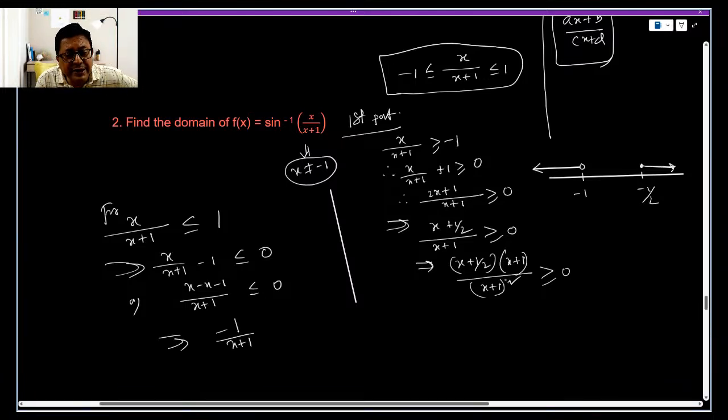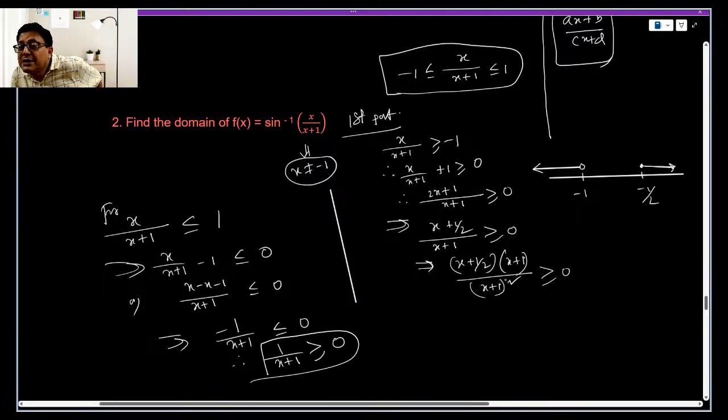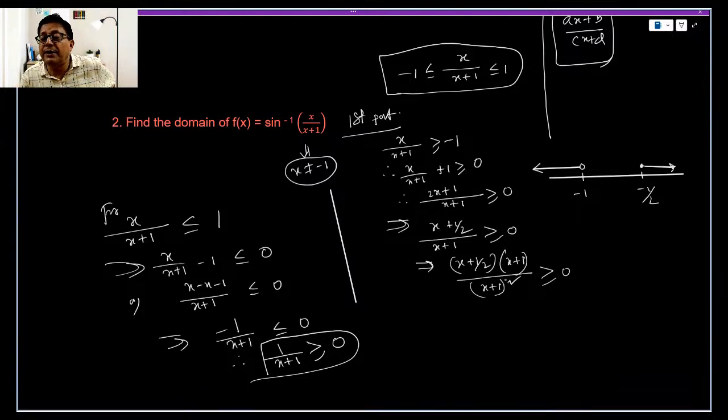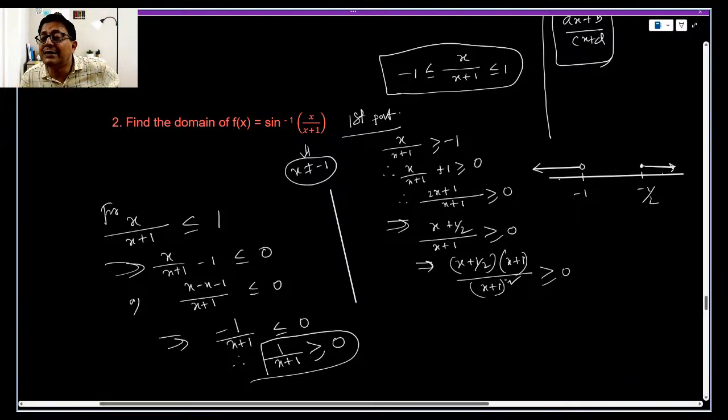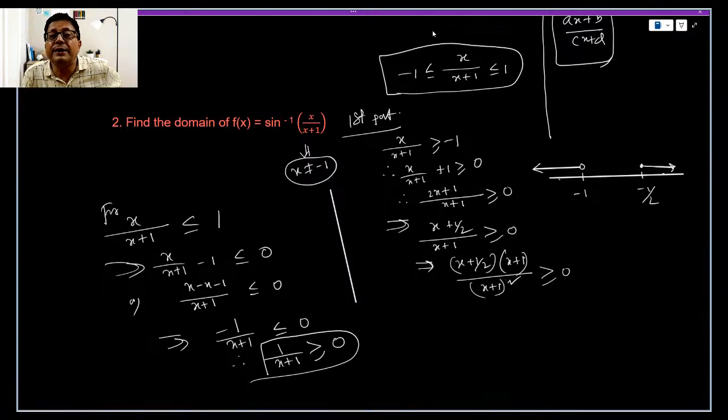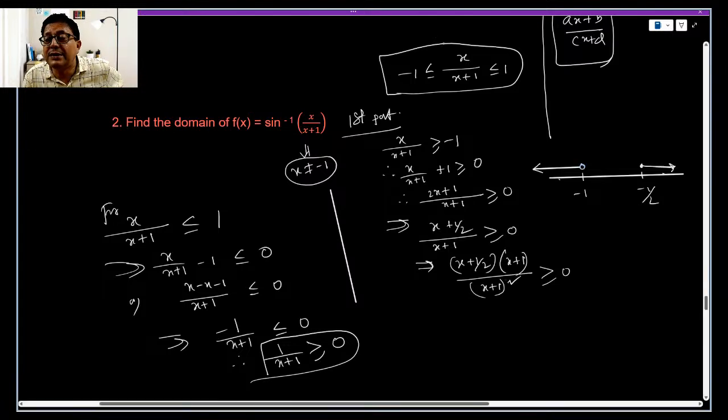Minus 1 by x plus 1 less than or equal to 0. So 1 by x plus 1 greater than or equal to 0. Both have to be satisfied simultaneously. What you got there? x lying in this interval, x lying in this interval. Isn't it? x is lying here, and x is lying there.